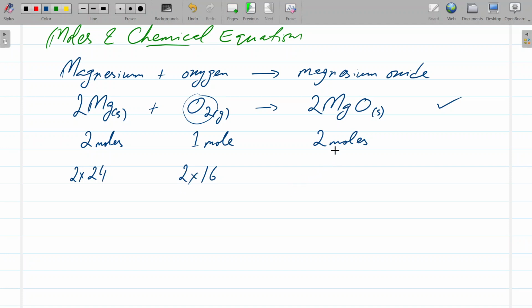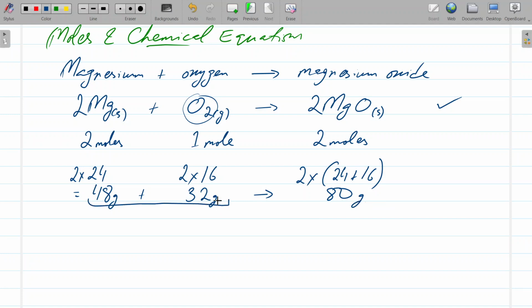And then magnesium oxide. So you're getting 24 plus 16, and you got 2 moles of that. And what you get out of this, you have 48 and 32, giving you, what's that? 24 and 16 is 40 times 2 is 80, right? The interesting thing is, what's 48 plus 32? Wait, I've got to check that. 80. 80. Yeah.